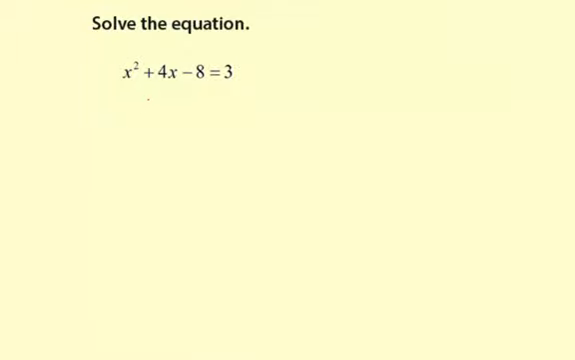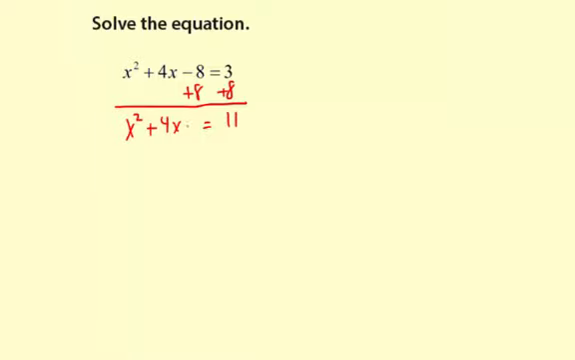Solve the equation. I'm going to solve by completing the square. We have x squared plus 4x minus 8 equals 3. First thing I want to do is move this negative 8 off to the right side, so I'm going to add 8 to both sides. Leaves x squared plus 4x equals 11.